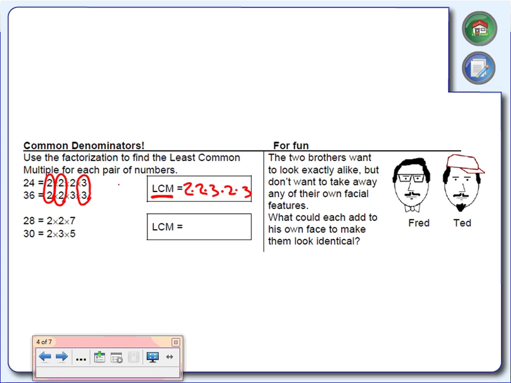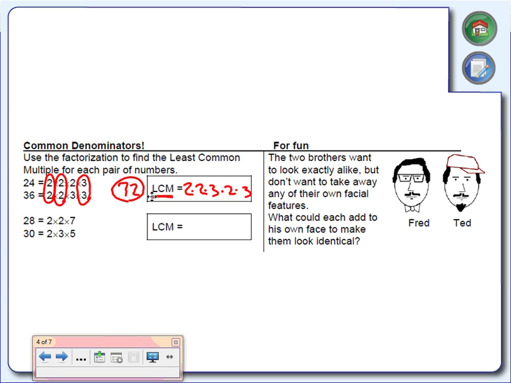72. And what did we just get through saying our least common denominator or least common multiple would be? 72. So this is how we're going to do it. Notice they give us another example. It's the same idea. Here we have 28 and 30.